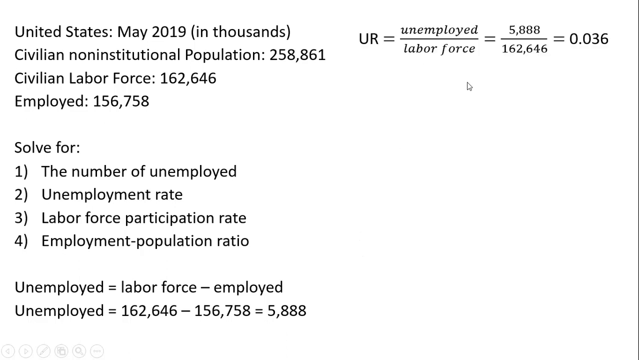The unemployment rate is the fraction of the labor force that is unemployed. So we take the number of unemployed and we divide it by the labor force. So using our numbers over here from the left, labor force 162,646, the number we found for the number of unemployed, and we have an unemployment rate in May of 3.6%.